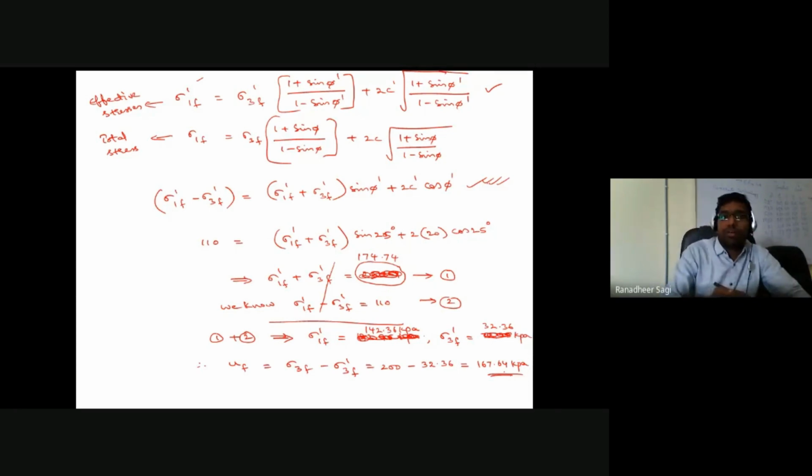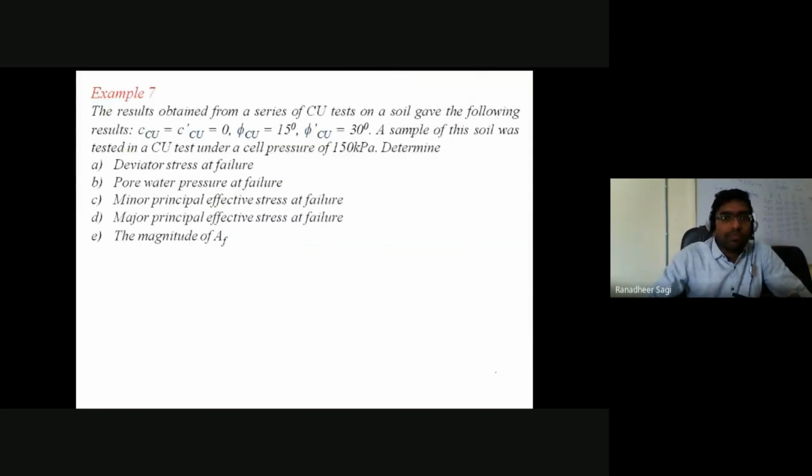So this is how we go on to solve this particular problem. There is another problem which I wanted you to solve. Please do take up this particular problem. With this, I conclude that your fourth unit, that is shear strength of the soil, is complete.